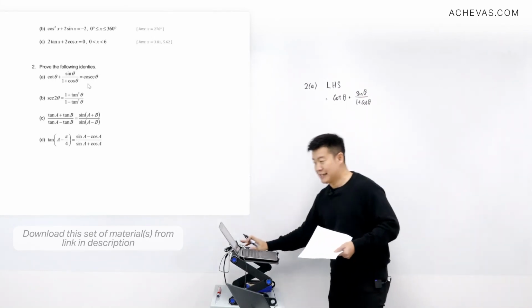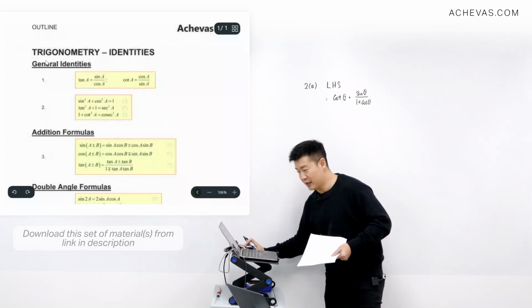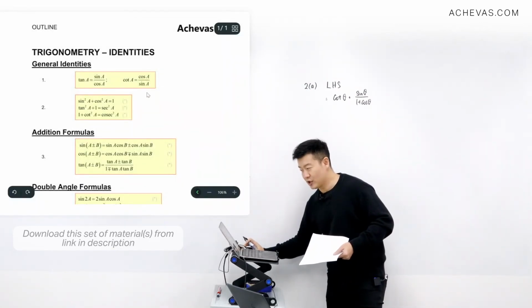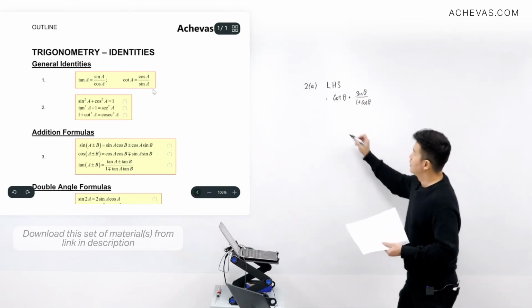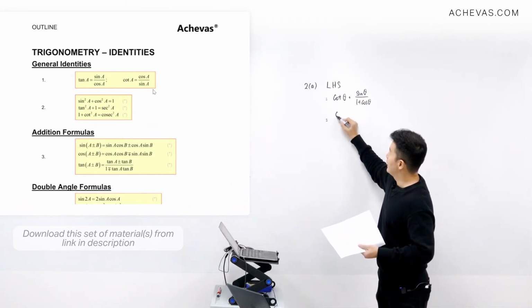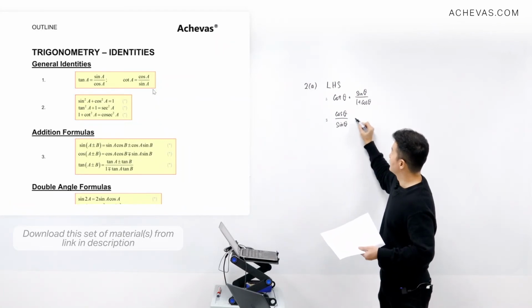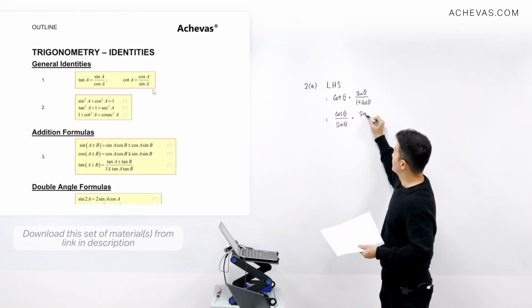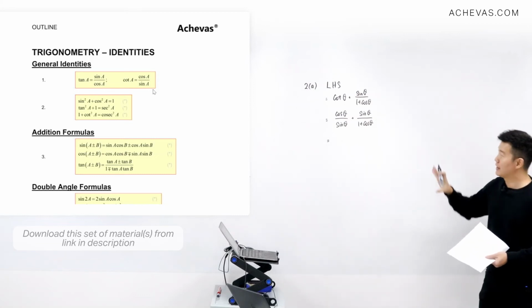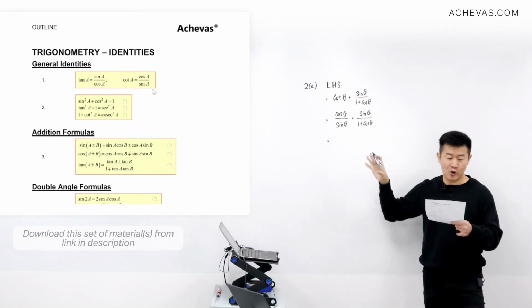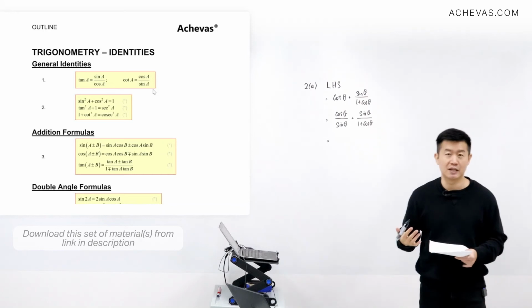And I'm going to make use of the list of identities that we have again. And I'm going to make use of this. Cotangent A is equal to cosine A divided by sine A. So I'm going to re-express this as cosine theta divided by sine theta. Then plus, this will be sine theta divided by 1 plus cosine theta. Let's think of a way so that we can manipulate this further and hopefully we are going to be getting a cosecant theta.